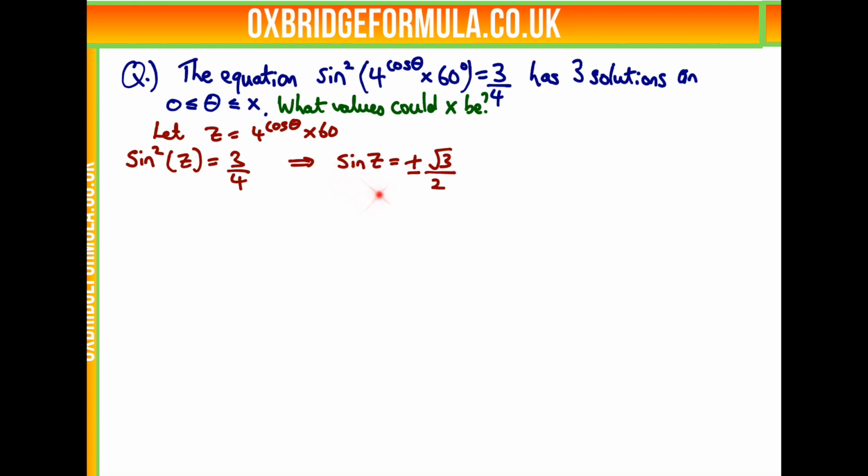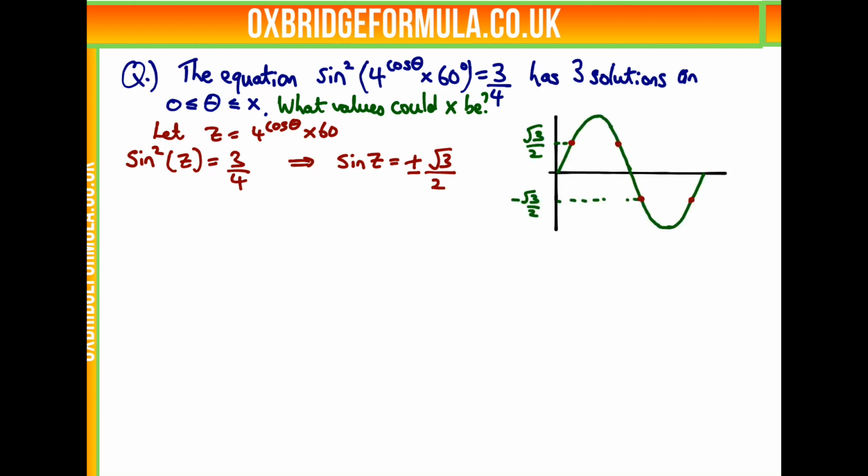So what solutions could z take? Well, let's first draw sine of z, and we get something like this. Then plus or minus root 3 over 2, I've pointed on the red dots. So we need to work out what the x coordinates are of all of these points. For this one, this is 60 degrees, which you should know. And then by symmetry, this point will be 120, this point will be 240, and this point will be 300. So how does this generalize for an infinite range?